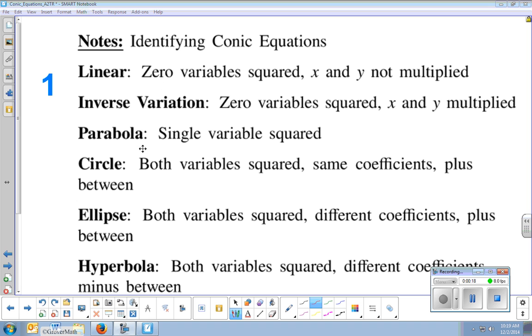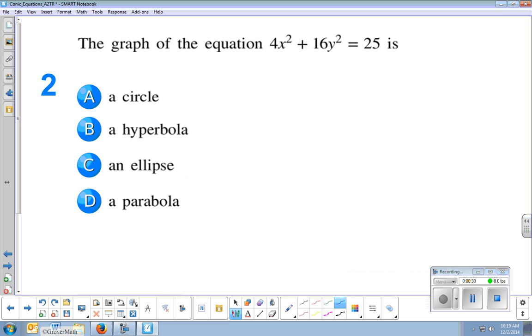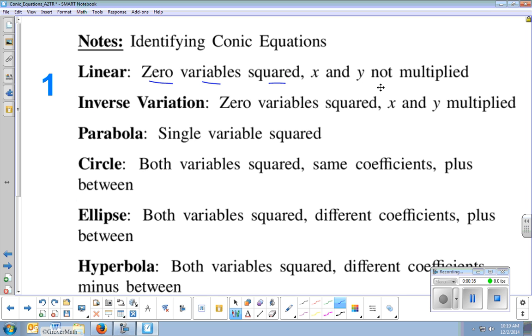So first, a little bit of notes about each and how to tell. So this will be very handy. A linear equation has 0 variables squared. And so that's the key. So when I look at something like this, I see an x squared, a y squared. So when you have 0 variables squared, and x and y are not multiplied, that's a linear equation. Like y plus x equals 7, or y equals 3x minus 4, stuff like that.